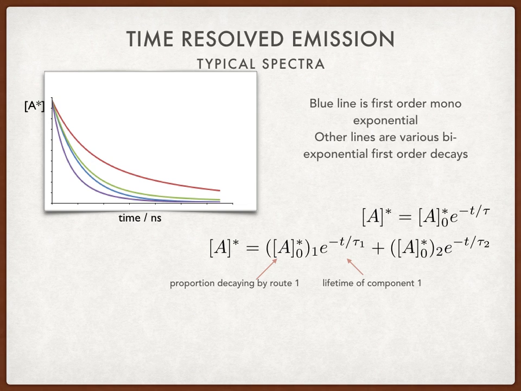I have a proportion decaying by each root, and I have the lifetime of each of the two roots separately. I see this as a variation from the first order decay, and I can change the proportion and the lifetime components independently of each other.